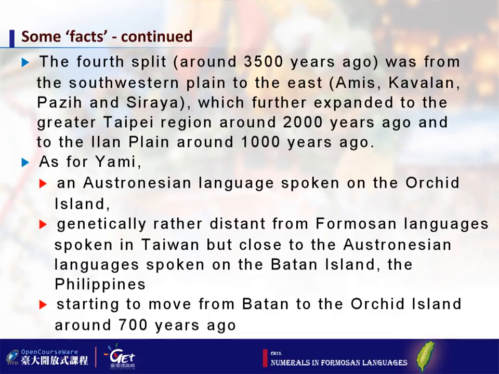So in Taipei, if you go to Wulai, you could still see some Atayalic tribe. As for Yami over here, this is an Austronesian language spoken on the Orchid Island, and it's genetically rather distinct from Formosan language spoken in Taiwan, but close to the Austronesian language spoken on Batang Island, the Philippines. So if you speak Yami, they are mutually intelligible with the people you come across in the Philippines. And it's starting to move from the Batang to the Orchid Island around 700 years ago. Okay, so these are some of the facts that this map is trying to show us.